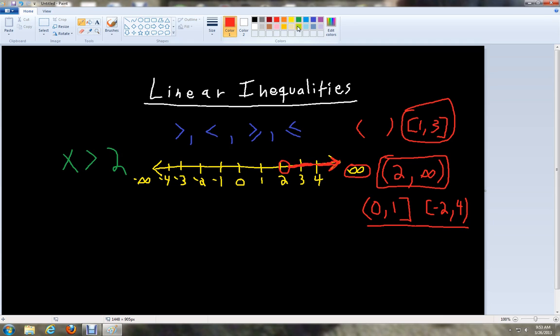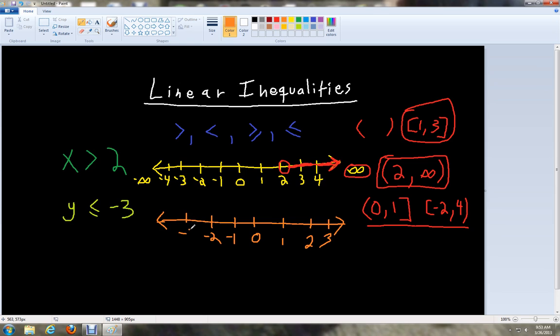Now let's look at another example. Let's say I have y is less than or equal to -3. We'll do exactly the same thing. We'll draw a number line. We'll have 0 here, then 1, 2, 3, and then -1, -2, -3.